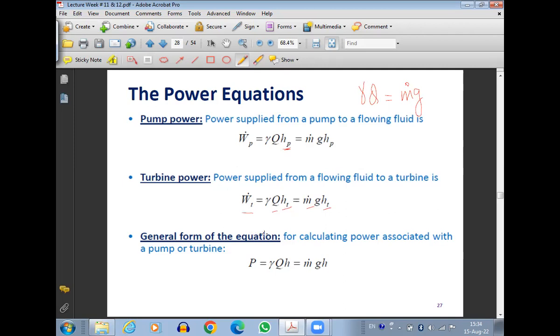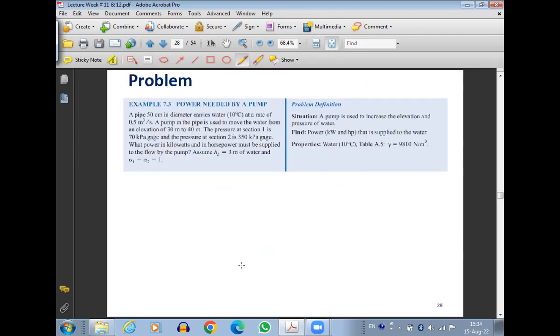So the general form of the equation is that you can find power if you know heads. If you know the volume flow rate, you use this formula, and if you know the mass flow rate, you use this formula. These are the basic power equations. Let's have a problem related to it.